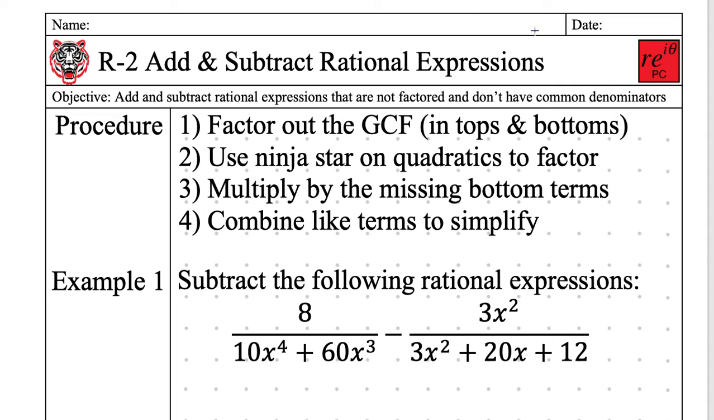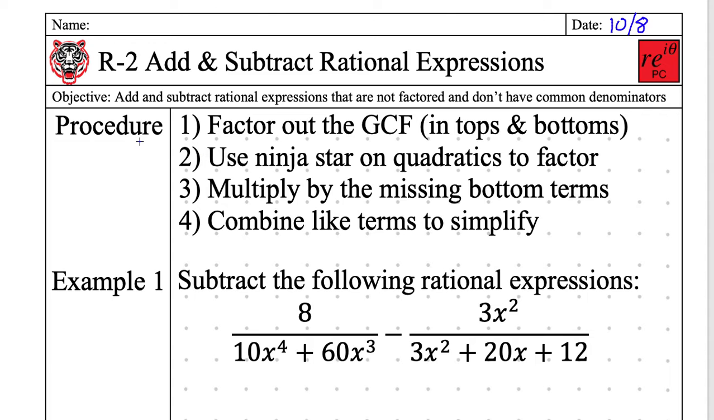Alright, this is Precalculus, lesson R-2. Today's date is Tuesday, October 8th, 2019. This is usually one of the last lessons in the rational unit, so it's one of the hardest lessons. If you know what you're doing in this lesson, then you really have it down.